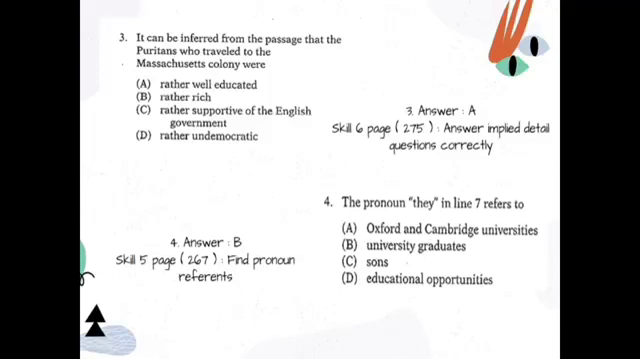number 4. The pronoun they in line 7 reference to A. Oxford and Cambridge universities, B. university graduate, C. sons, D. educational opportunity. The correct answer is B. University graduate. You can use skill number 5 because in Longman book in page number 2067.